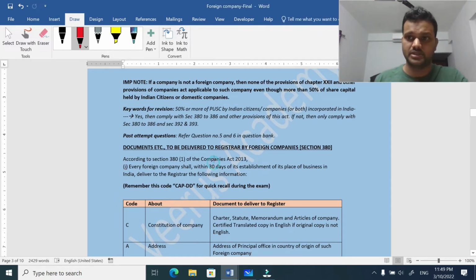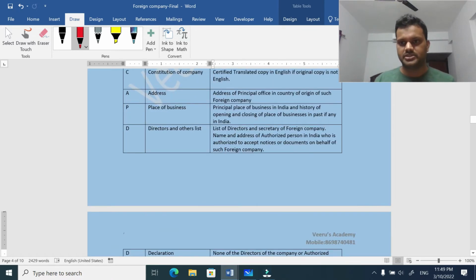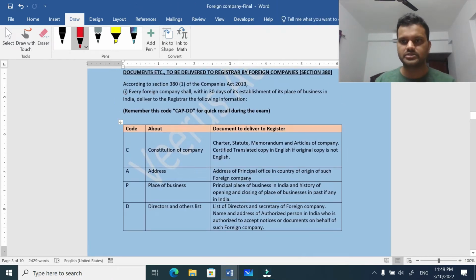According to Section 380, subsection 1 of the Companies Act 2013, every foreign company shall, within 30 days of establishing its place of business in India, deliver the following information to the registrar. What information will they ask for? First, information related to the constitution of the company. Constitution means incorporation documents like the memorandum of association, articles of association, and the act under which the company was established, a copy of the relevant legislation. If it is not in English, a certified translation copy should also be submitted, especially with Japanese and Chinese companies, because there should be a certified translation available, right?